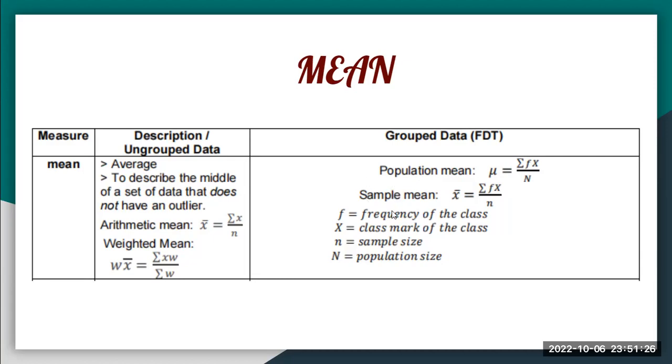And then for sample mean naman, okay, the same with arithmetic mean. So sample mean is equal to summation of f times x divided by, pag small letter n, that is only for sample size.